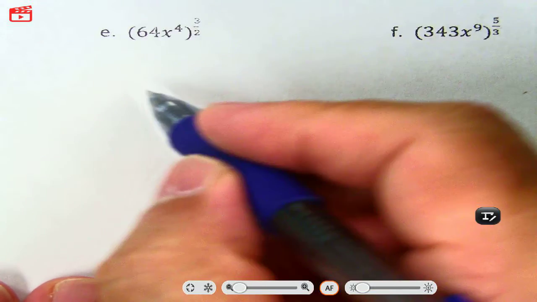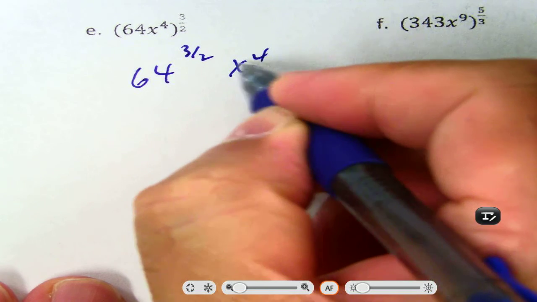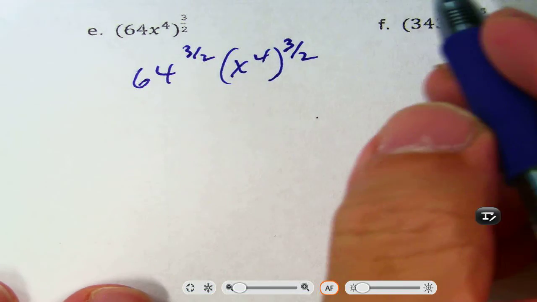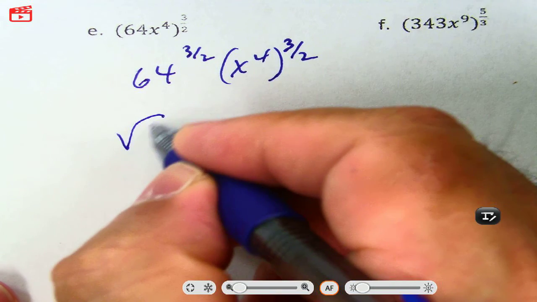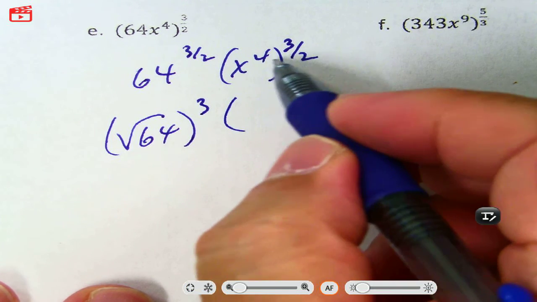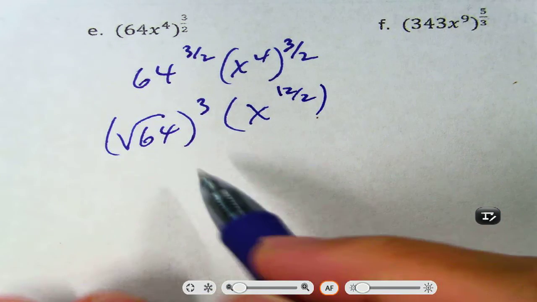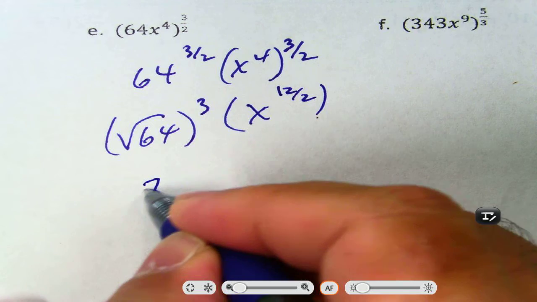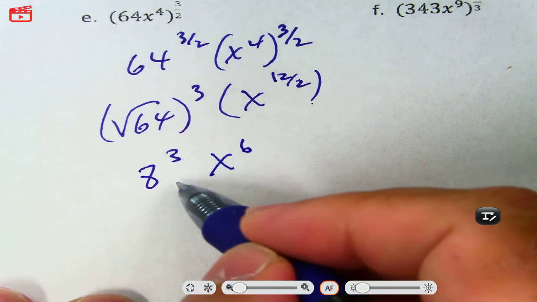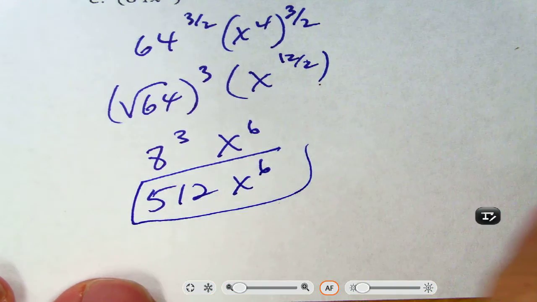Do the same thing again. So it's going to be 64 to the 3/2. And it's x to the 4th to the 3/2. All right, so here, 64 to the 3/2. We write it as square root of 64 and raise that answer to the 3rd power. Here, I'm going to just multiply the exponents. So that would be 12/2. Square root of 64 is 8, so now it's 8 to the 3rd. And 12 over 2 is 6. 8 to the 3rd is 512. And that's my final answer.